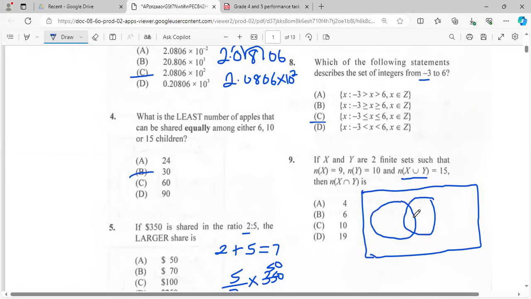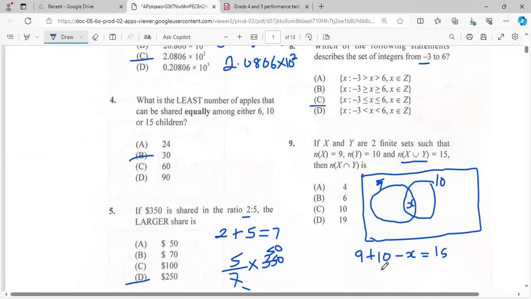So this is what they asked us to find. They said this is 9, and this one is 10. And when you combine everything, you're supposed to get 15. So what we can do now, this is a formula: the number in X plus the number in Y, so it will be 9 plus 10, minus the intersection, that's what gives us A union B, which is this. So this now equals 15. And then we basically solve from there.